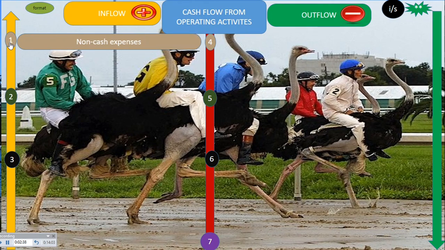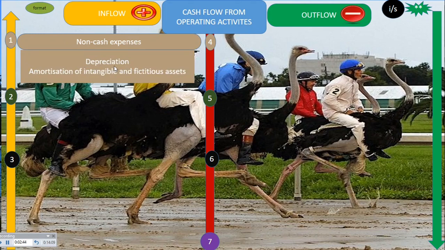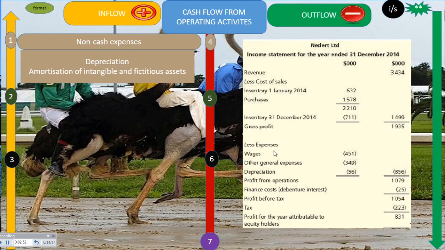The first one is non-cash expenses. When we talk about non-cash expenses, depreciation is a non-cash expense, because when we show depreciation as an expense, there is no outflow of cash. You can look at the income statement. You see, under less expenses, we are deducting depreciation 56. This is your non-cash expense.